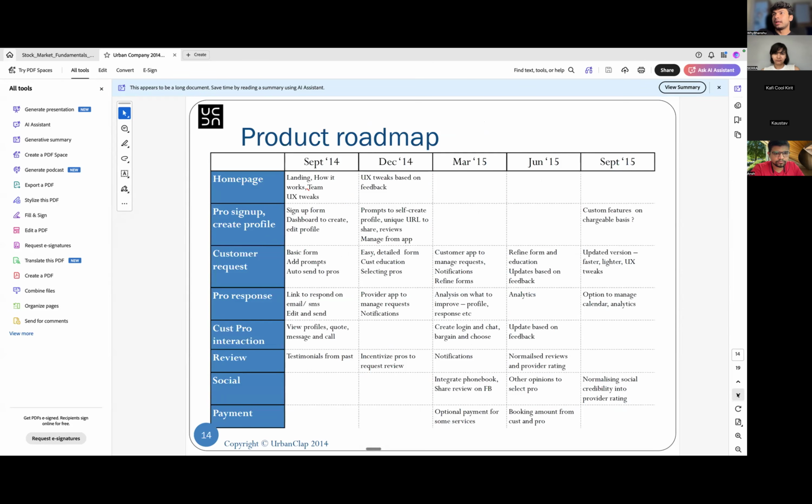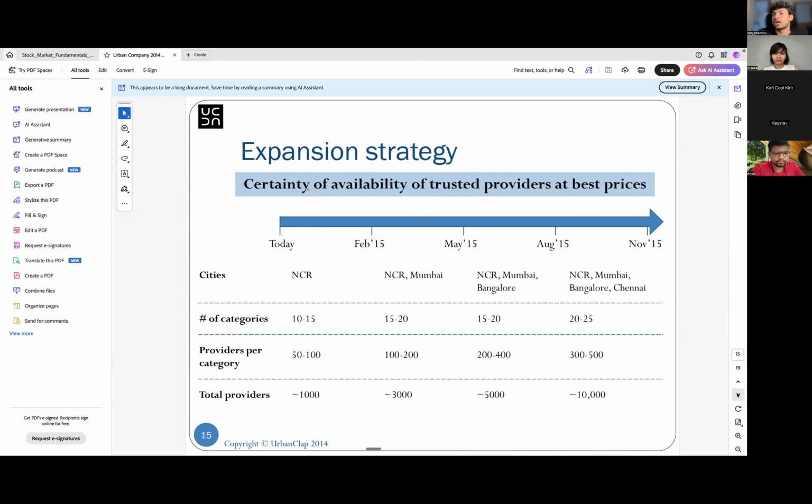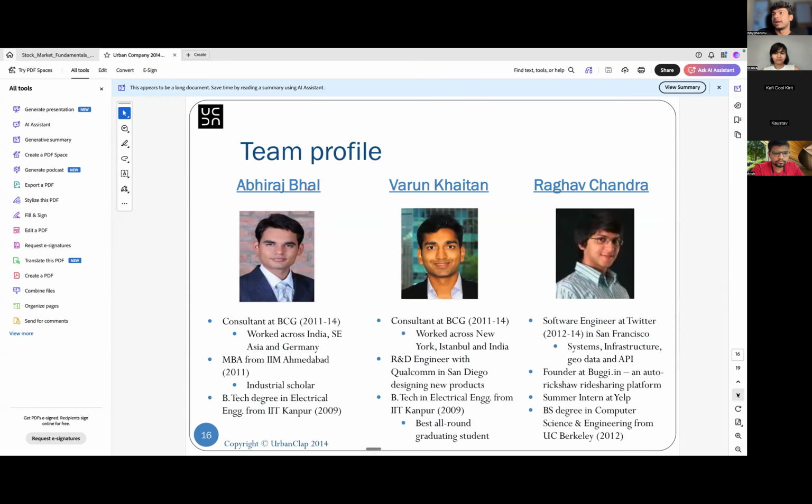Same thing chalked out in a time sequence, expansion strategy, and the bad boys themselves. Look at these guys, all really rich now. Abhiraj Bahal, consultant at BCG. Varun Khaitan, consultant at BCG. Again, two smart guys. Worked across India, Southeast Asia and Germany, blah, blah, blah. Giving some vote of confidence to the VC that they know their stuff.